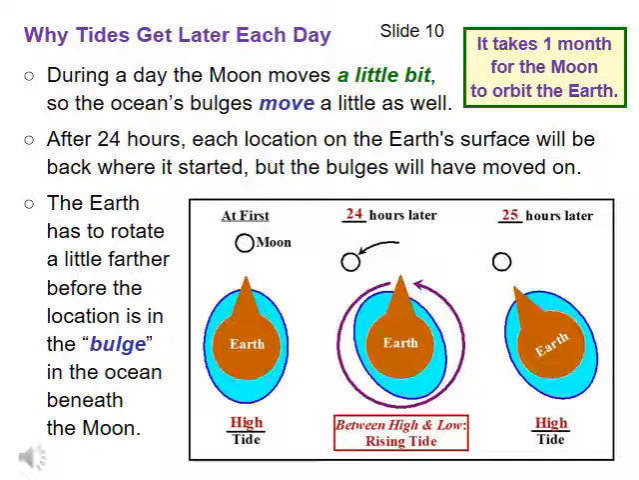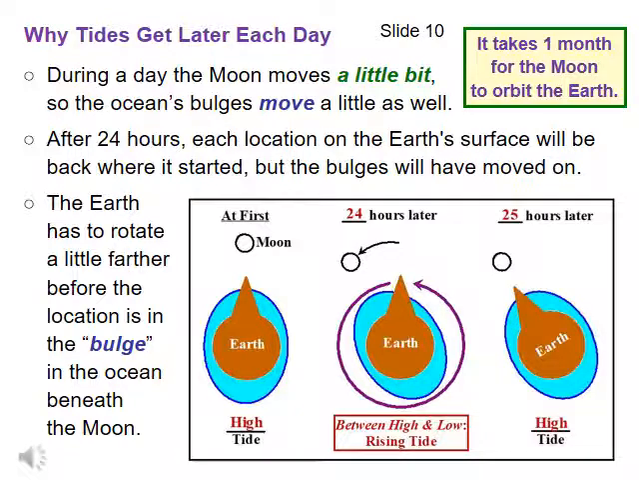Slide 10. Why the tides get later by about an hour each day. It takes the Moon about a month to orbit the Earth, so in a single day the Moon moves a little, about 1/30 of its orbit. If a location is at high tide, beneath the Moon, and then the Earth spins one time all the way around, one day passes, the location will not be underneath the Moon again and at the high point in the bulge, because the Moon and bulge have shifted a little bit.